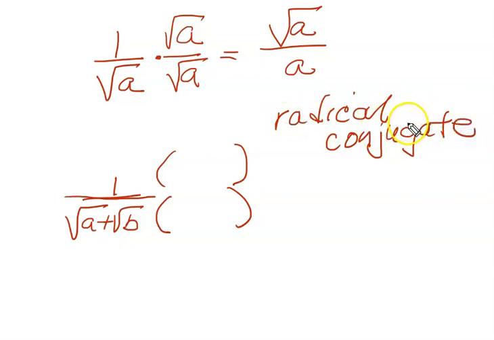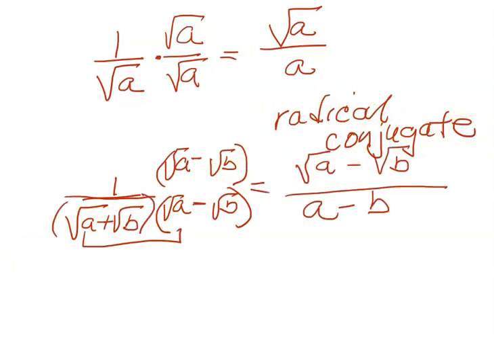And what is that? Well, it would be the same items, the square root of a, the square root of b, and that's on the top, square root of a, the square root of b. But it's the opposite sign in the middle, so this is going to be a negative here. So these are what we call the radical conjugates.